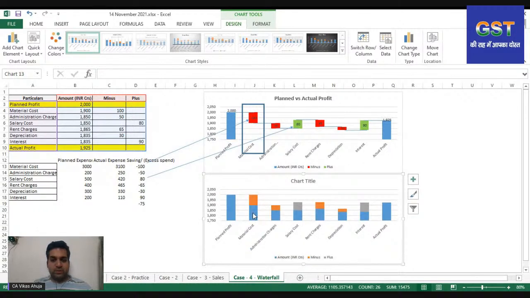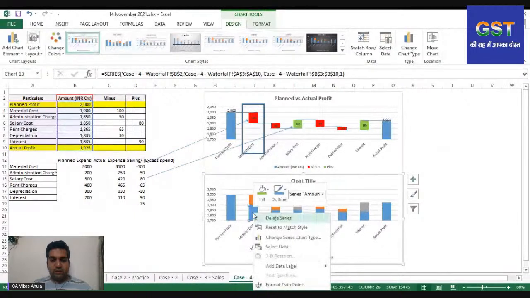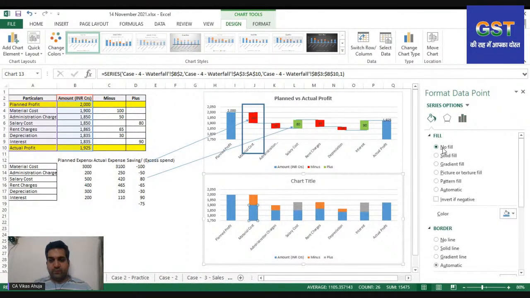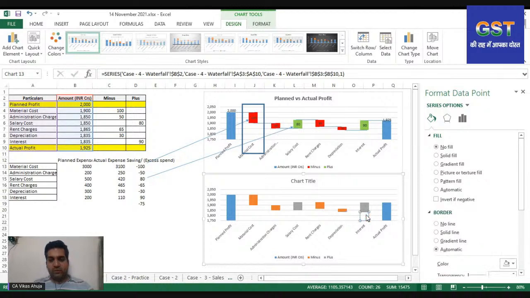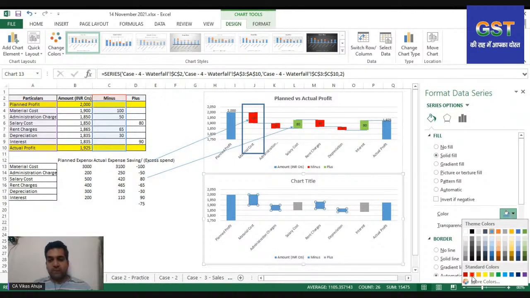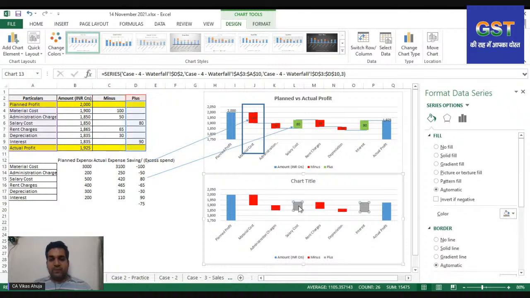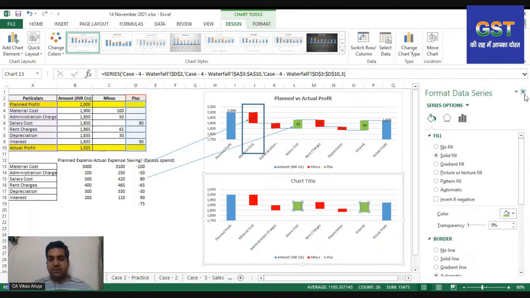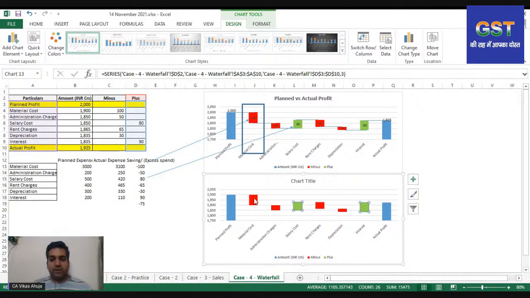Now what I have to do is manually remove this from here. No fill, no fill, no fill, no fill. So these are my red ones, wherein the actual expense is more than the budgeted number. So I'll make all of it red. And these gray ones are the ones where my actual spend is less than the budget amount. So I'll make it green.